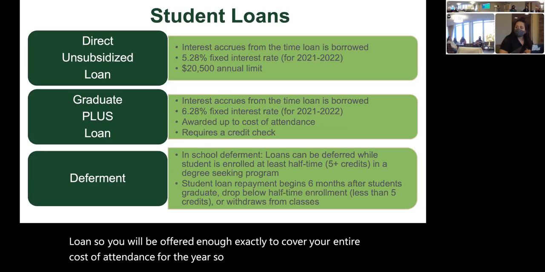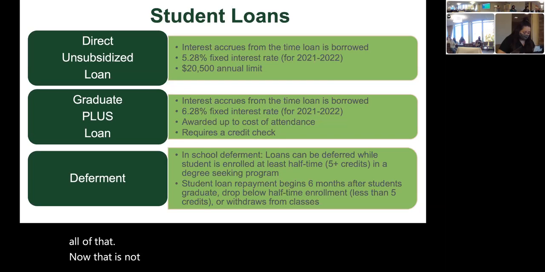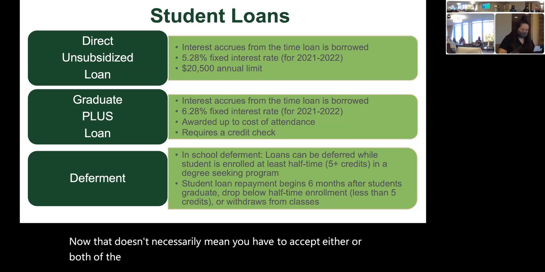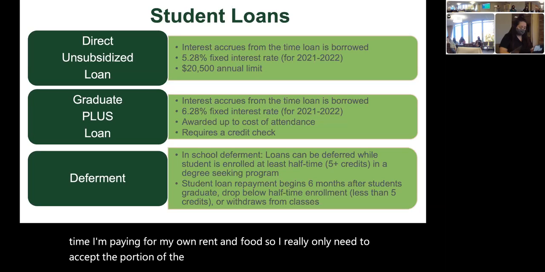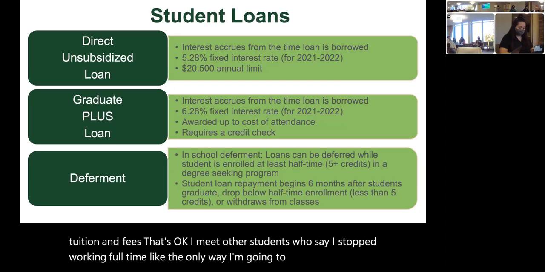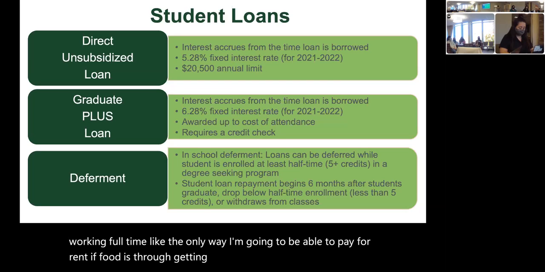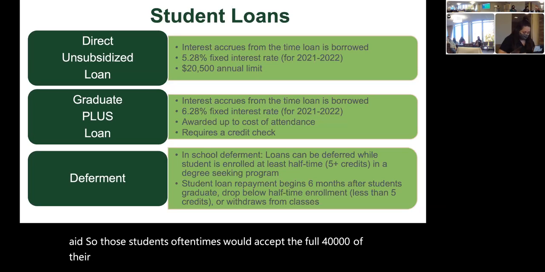So all those tuition and fees, rent and food, books and supplies, transportation costs, personal costs, all of that. Now, that does not necessarily mean you have to accept either or both of the loans. I do see some students who say, well, I'm working part-time, I'm paying for my own rent and food, so I really only need to accept a portion of the unsubsidized loan to pay just my tuition and fees. That's okay. I meet other students who say, well, I stopped working full-time. The only way I'm going to be able to pay for rent and food is through getting a refund from CSU for my financial aid. So those students oftentimes would accept the full $40,000 of their loans to be able to get a refund check and eventually pay for the rent and food.